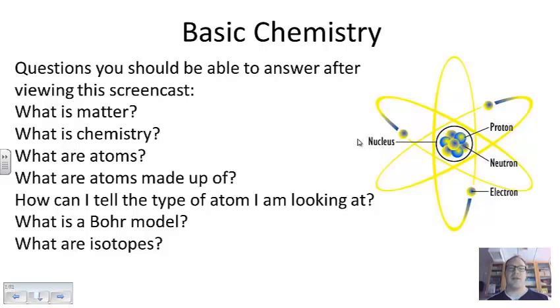Questions you should be able to answer after viewing the screencast: You should know what matter is. You should know what chemistry is, and you should know what atoms are. You should know what atoms are made up of, and you should be able to tell the type of atom that you're looking at, if you can see the protons and neutrons in a diagram. You should know what a Bohr model is, and you should know what isotopes are.